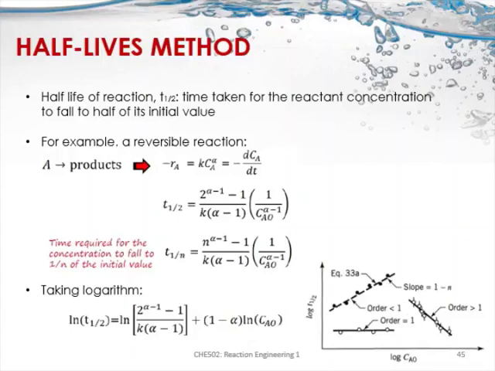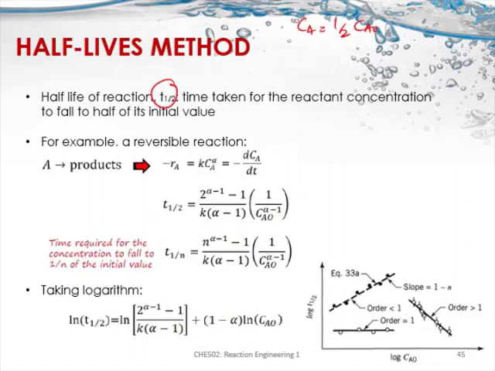Half-life method. This is the last method for determining the rate law, the order, and the reaction rate constant. Half-life of a reaction, that is t half. I believe this is quite common to you. T half is the time taken for the reactant concentration to fall to half of its initial value, when Ca is equal to half of Ca0.